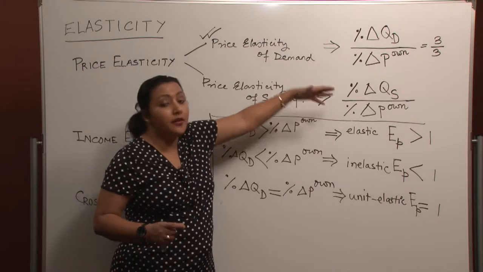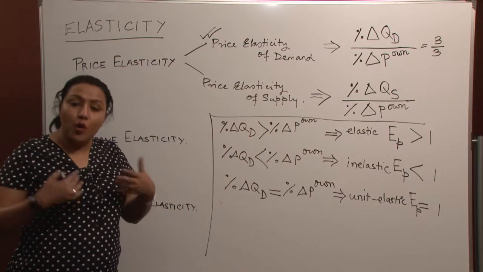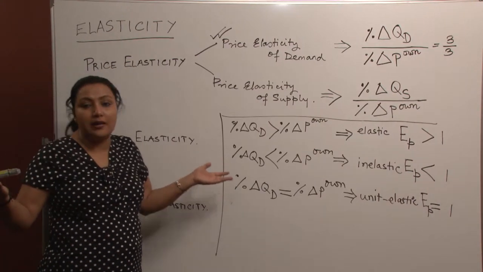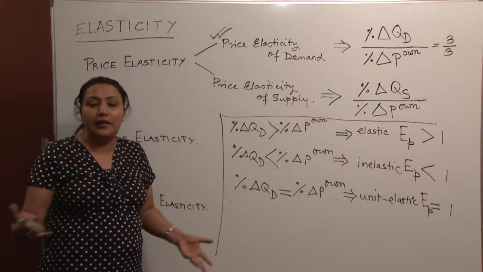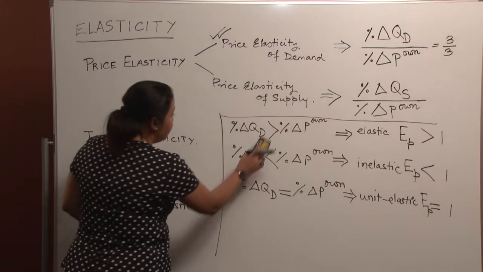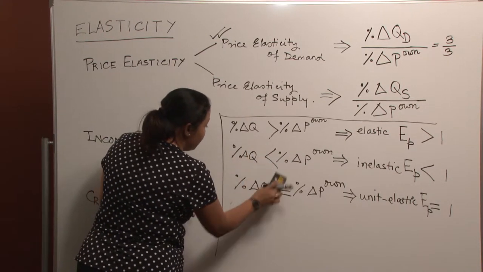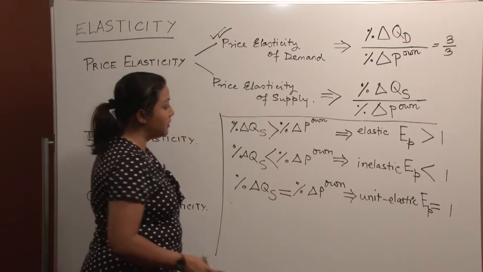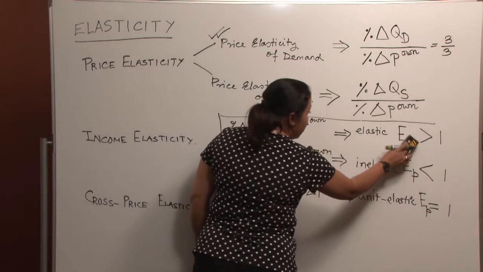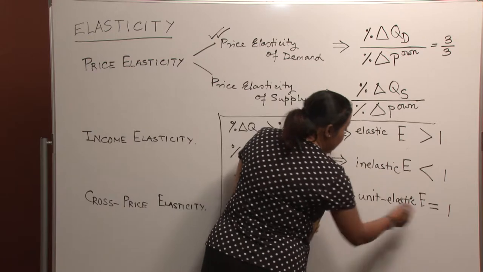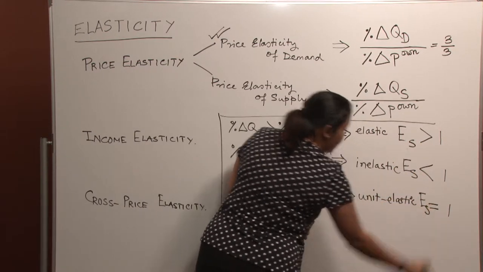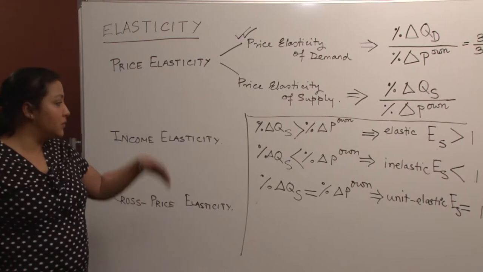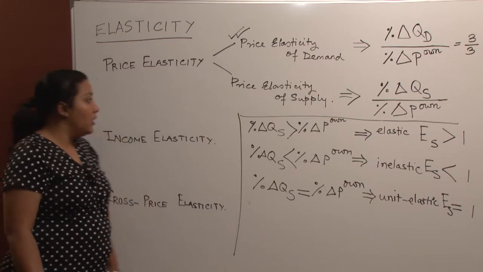Similarly, if the numerator is smaller than the denominator, then the quantity supplied by the seller is not as responsive to the price change, and if they are exactly equal, it would mean that it is unit elastic, or the responsiveness of quantity supplied is exactly equal to the change in price. So let's write that down. Instead of D, now we will have S, because now we are looking at quantity supplied, the price elasticity of supply. But the interpretation remains the same. And price elasticity of supply, instead of being denoted as EP, is denoted as ES. However, conceptually, whether you look at price elasticity of demand or price elasticity of supply, both mean exactly the same thing.